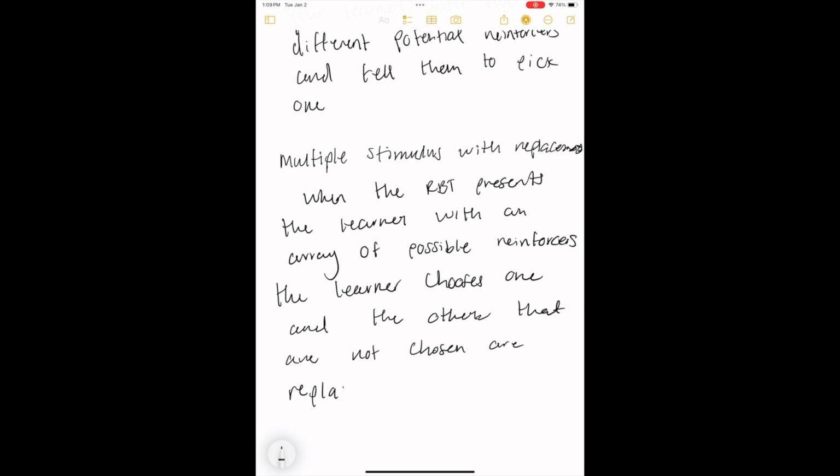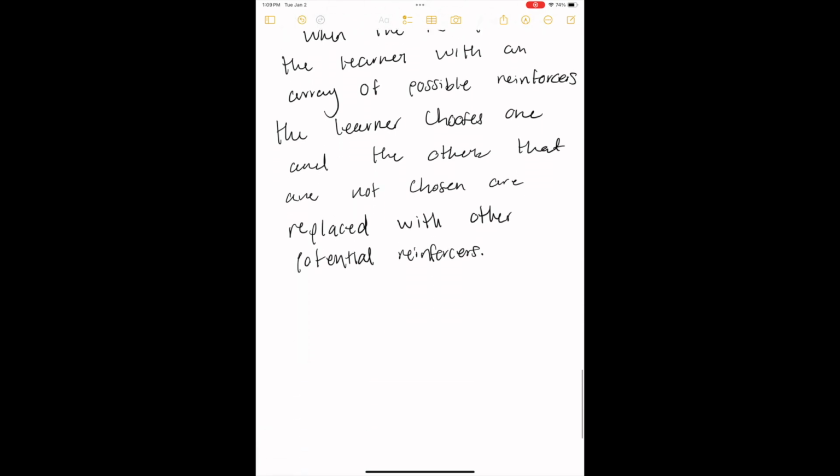And what are they replaced with, guys? They're replaced with other reinforcers. I'll write it down for you. Are replaced with other potential reinforcers. Right? So that's multiple stimulus with replacement.